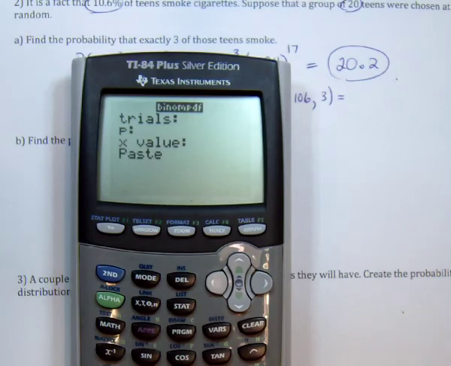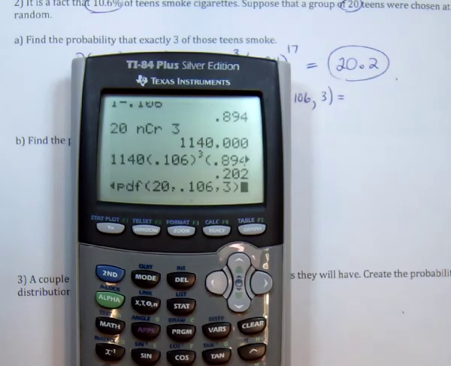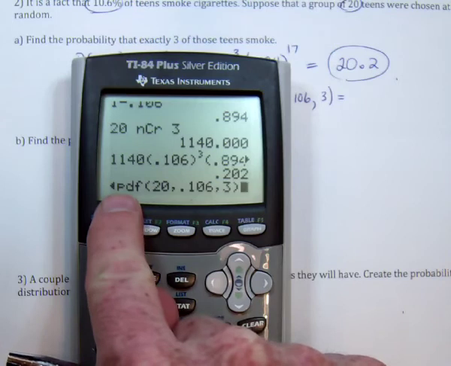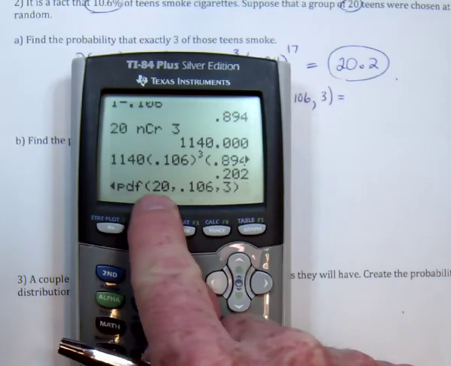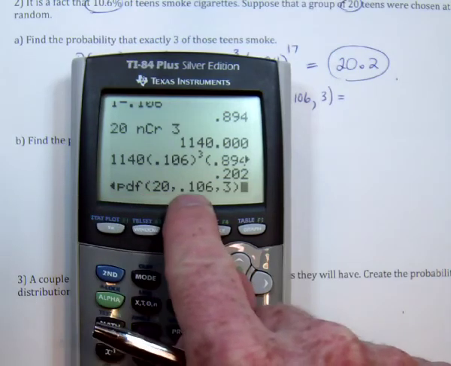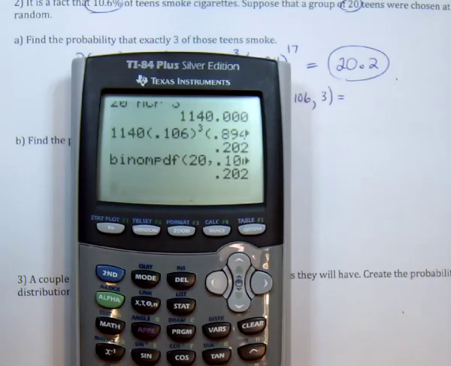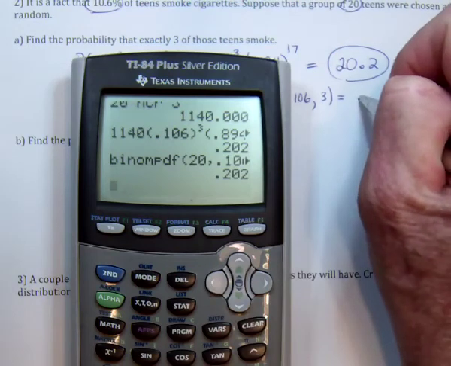Depending on the version of your calculator, this is one of the newer versions, you have to put the trials, which is the n, the p-value 0.106, and the x-value is 3, and then paste. If you have an older version of the calculator, then when you first went into Binomial PDF and hit enter, it would just put this and leave a blank right here, and you just put the 20 and this yourself. Not really much different. Anyway, like before, the answer is 0.202.